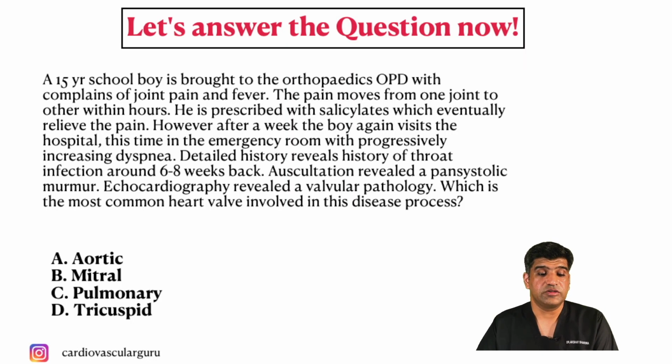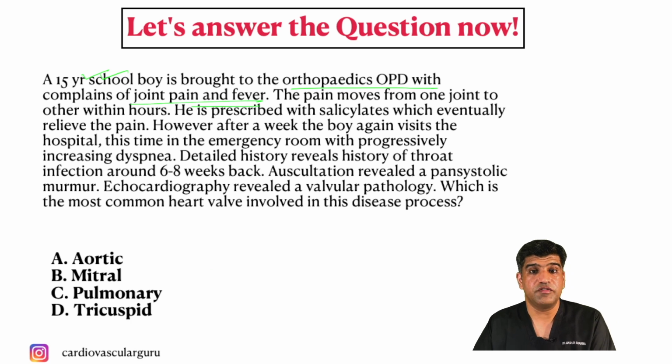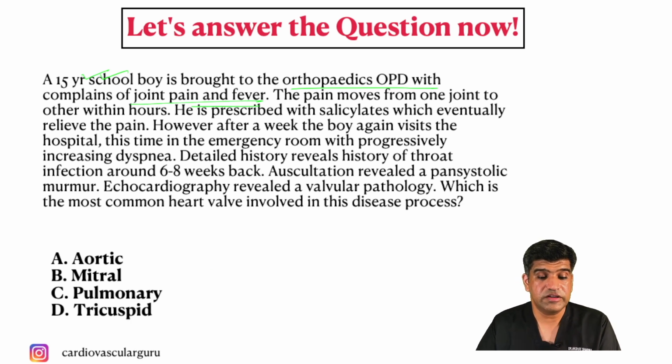So let's answer the question now. A 15-year-old schoolboy comes to the orthopedic OPD with joint pain and fever. The pain moves from one joint to another within hours, that is migratory polyarthritis. Salicylates are prescribed, and these patients tend to respond to salicylates very well. The patient has increasing dyspnea, a history of throat infection 6 to 8 weeks back, and a pansystolic murmur, that is evidence of involvement of the heart, the evidence of carditis.